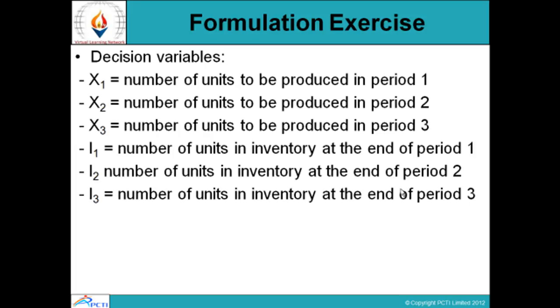Formulation exercise: decision variables. x1 equals the number of units to be produced in period 1, x2 equals the number of units to be produced in period 2, x3 equals the number of units to be produced in period 3. I1 equals the number of units in inventory at the end of period 1, I2 the number of units in inventory at the end of period 2, and I3 equals the number of units in inventory at the end of period 3.